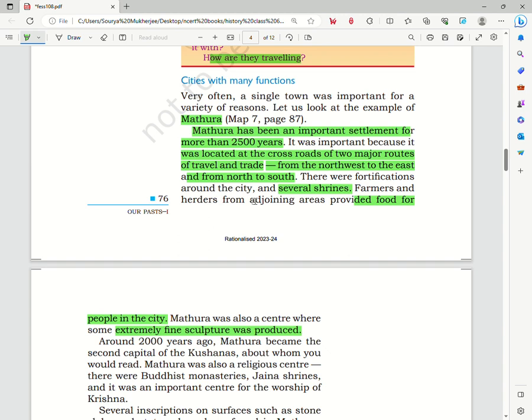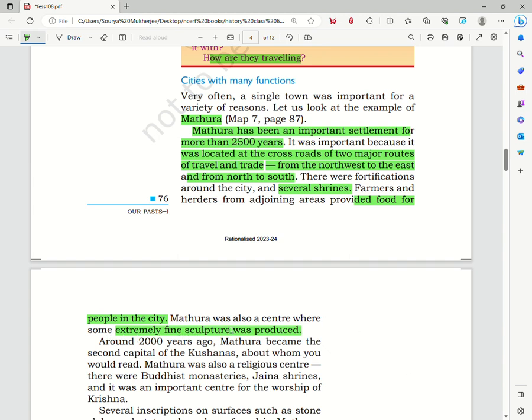And there were fortifications around the city of Mathura, and many shrines were present. Even today Mathura is an important religious city. Krishna and Radha Krishna temples are located at Mathura. The people of Mathura depended for their survival on the farmers and herders from the adjoining area of the city, who provided them with food and the other materials needed for subsistence. Mathura was also a center for some extremely fine sculpture.